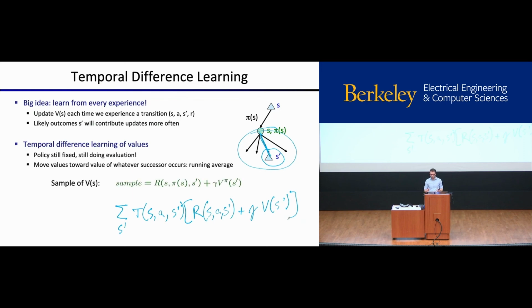Okay, but now what we're going to do is we're just going to sample this instead. So we're not going to worry about this piece on the left. We're just going to take a sample of this piece on the right. And when we get enough samples, hopefully this thing will look like the expectation we were trying to calculate.